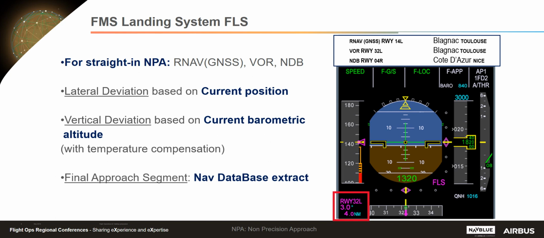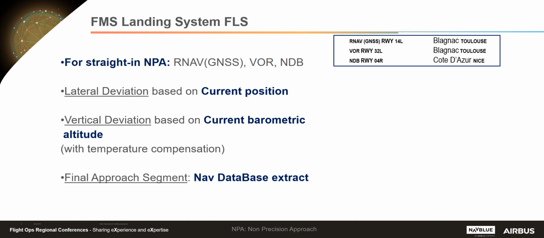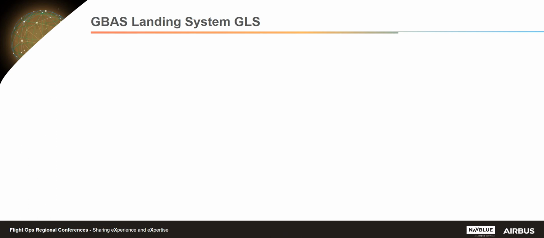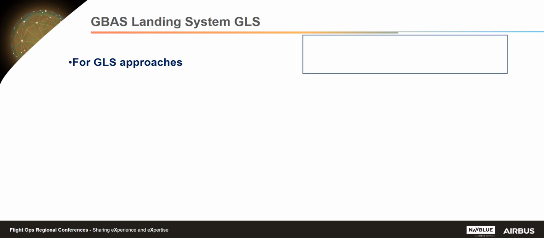So, FLS is available for all straight approaches. There is no external ground installation for virtual path. Aircraft is autonomous. The Airbus solution called GLS for GBAS landing system uses the differential GPS GBAS technology. This type of approach is charted GLS.